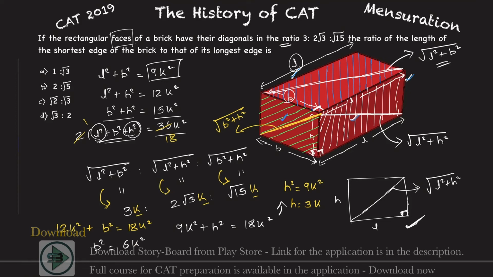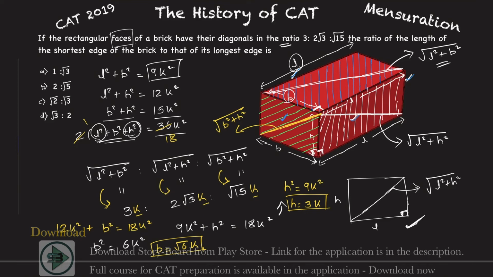Okay, and if I take the square root of this, B comes out to be square root of 6 into K. So that's what I get for B. This is my B, this is my H. Now I need to find out L, and then I know which is the longest and which is the shortest side here, and then I need the ratio of that.